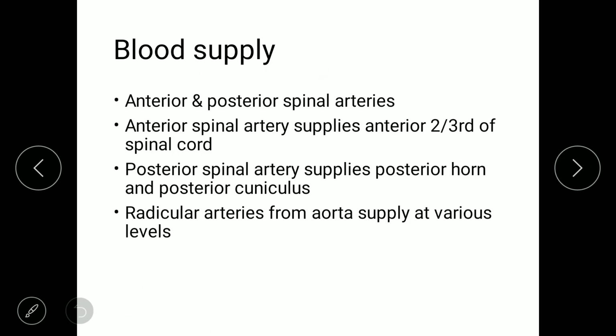Blood supply is by the anterior and posterior spinal arteries. The anterior spinal artery is a single artery which supplies the anterior 2/3 of the spinal cord, whereas there are 2 posterior spinal arteries. Both the anterior and posterior spinal arteries arise from the vertebral artery, but in some persons the posterior spinal artery can arise from the posterior inferior cerebellar artery. And in between you can have the radicular arteries, which are direct branches from the aorta, which feed the anterior and posterior spinal arteries, of which some are very important, and one such artery is the artery of Adamkiewicz.